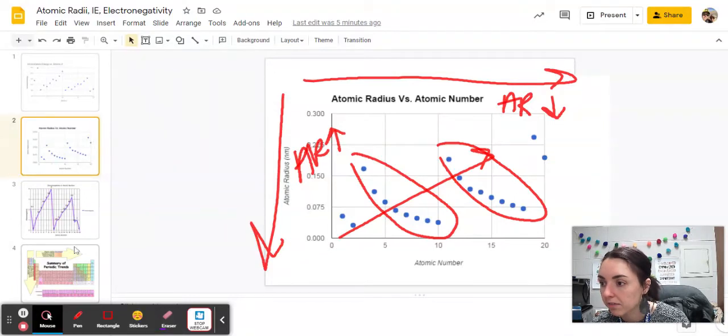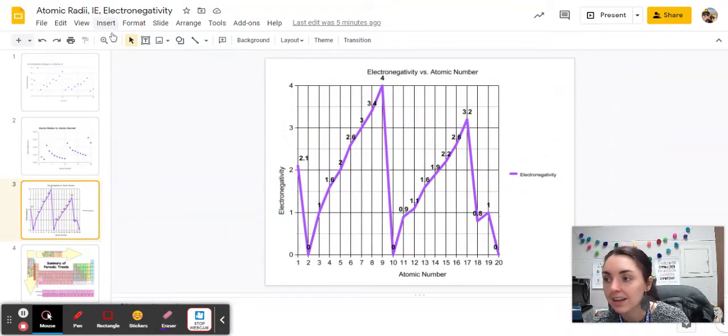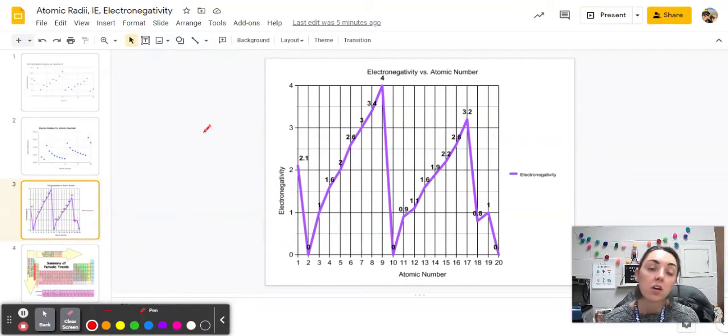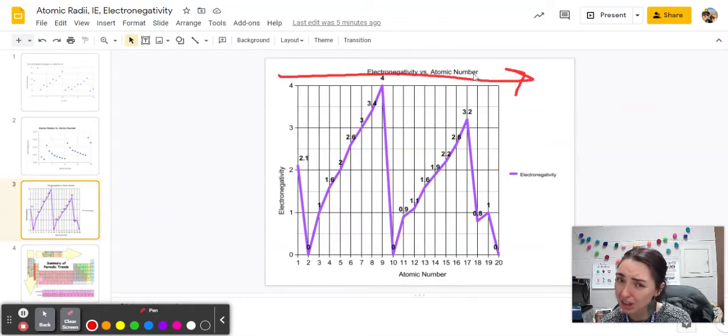And lastly, we've got electronegativity. Now, electronegativity is going to follow a similar trend to ionization energy because they're definitely related. Electronegativity refers to how well an atom can attract electrons. We talk about electron affinity. Electron affinity and electronegativity are very closely related as well. Again, going across the periodic table, we've got this positive trend. Electronegativity goes up as we go across the periodic table.